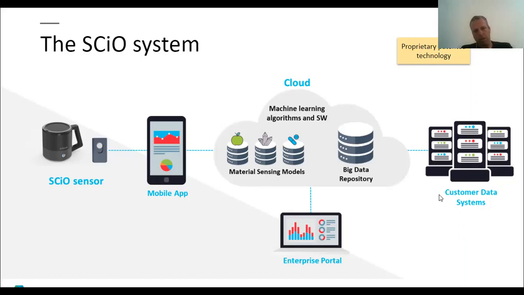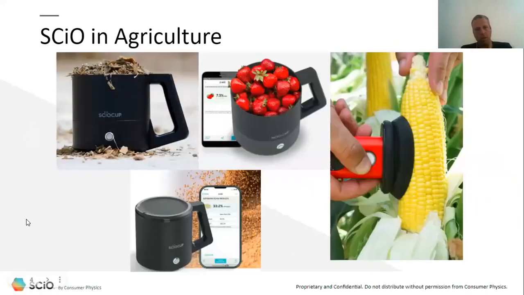I think we can move forward to the next slide. So SCiO, we've developed the technology for many years, and we started to go to market in agriculture and food just about 5 or 6 years ago when we first launched our first products. Today, we're widely deployed within the world of agriculture with different segments or verticals that we serve. And you can see here some examples.